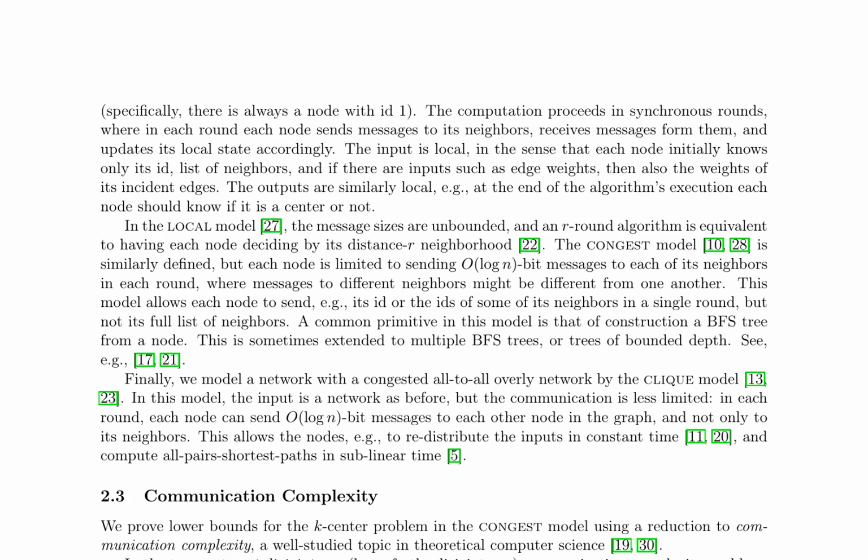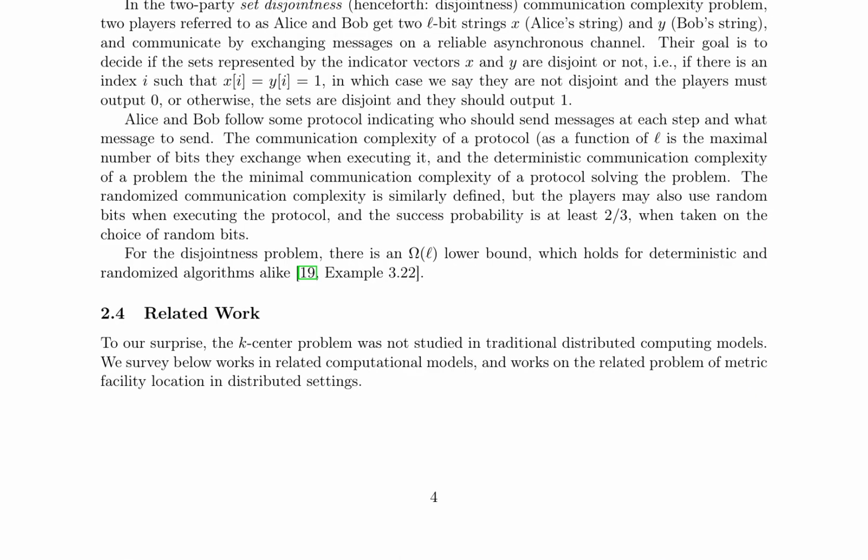This model is characterized by unbounded message sizes and an equivalence to having each node decide based on its distance or neighborhood. The CONGEST model is then presented, where nodes are limited to sending log n bit messages to their neighbors in each round. This model allows for primitives such as constructing a BFS tree from a node, and can be extended to multiple BFS trees or trees of bounded depth. The CLIQUE model is also discussed, where nodes can send log n bit messages to all other nodes in the graph, enabling tasks like redistributing inputs in constant time and computing all pairs' shortest paths in sublinear time.